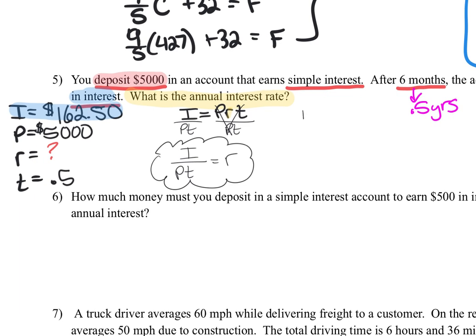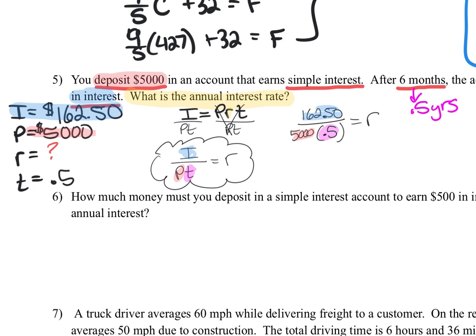Well, the interest we said was $162.50. That's our I, okay? Kind of color code. I, right? All of the blues. Then our principal was this 5,000. Okay, so we're going to put 5,000 down below there. 5,000. And we have to multiply it with the time, which is what? 0.5. Okay? We'll put that in pink. 0.5. And that's going to equal our rate, our R that we want.